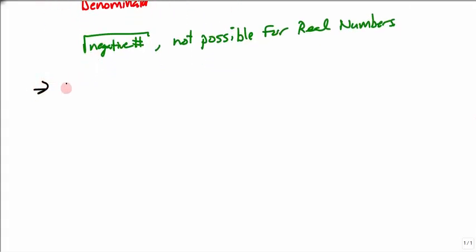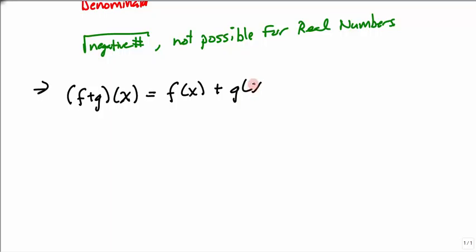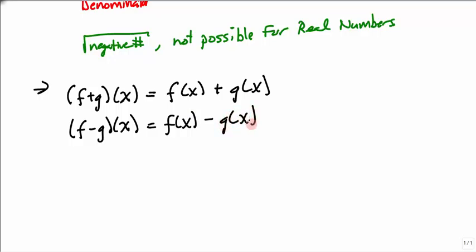To get started, functional notation we know is something like f of x and g of x. But what if we had something like, in parentheses, f plus g of x? Well, what that means is just take function f and add function g. So this just means f of x plus g of x. Now the same thing will work with subtraction, as you might suspect. If I have function f minus function g, I just subtract the two functions, f of x minus g of x.